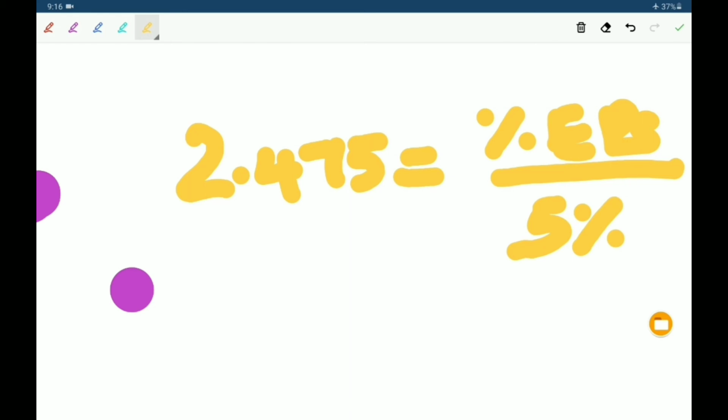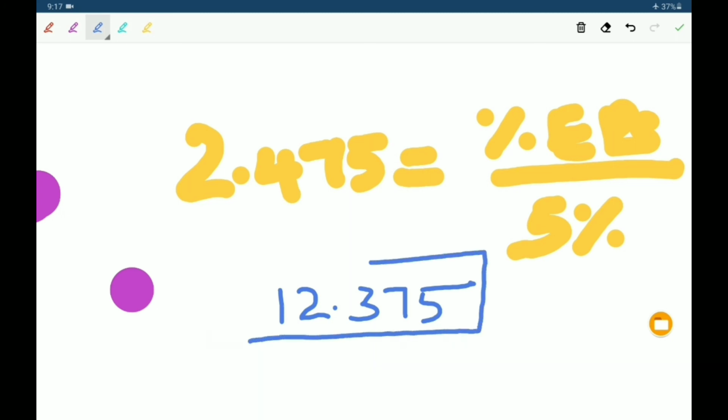Now we get 2.475 into 5%. It gives 12.375. It is the percentage change in EPS, our answer. Hence, if sales is increased by 5%, EPS will be increased by 12.375%.